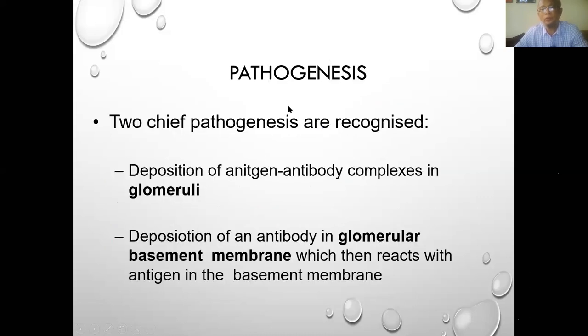So what about the pathogenesis? Two main mechanisms are recognized. One is deposition of the antigen-antibody complex in the glomeruli, and the other is deposition of the antibody in the glomerular basement membrane, which then reacts to the antigen in the basement membrane. So this is a type 3 antigen-antibody reaction, as you all know, and this is the type 2 antigen-antibody reaction that occurs in this condition.